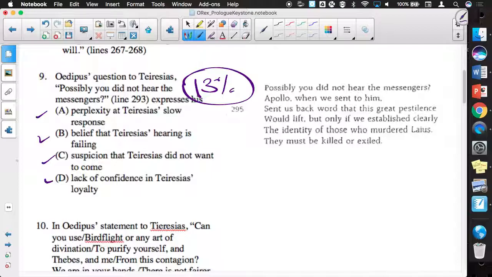So if that's something that's in the back of your head, then certainly you're going to be taking a look at something with C with suspicion. But this is like one of the first things that happens before all that stuff has started to unfold. So maybe he didn't hear about the messengers. At this point, he's kind of wondering, why haven't we heard something back from him yet? It predates, it comes before the whole argument and all that stuff starts to occur. So that's why that one's going to be perplexity or confusion at Tiresias' slow response, because he simply figured he would have been here by now. But he has not arrived.